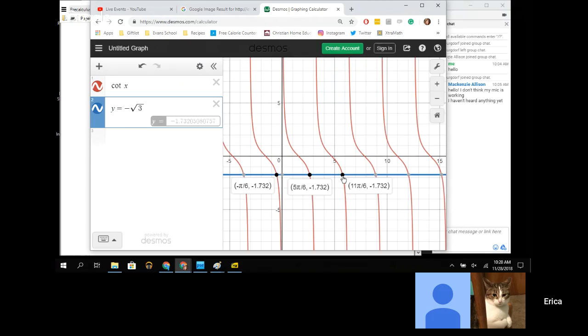So all 3 of those are solutions. If you put in x equals negative pi over 6, x equals 5 pi over 6, or x equals 11 pi over 6, you'll get negative square root of 3. So I just want to show you can solve these kinds of equations. It's not too difficult to do, right?